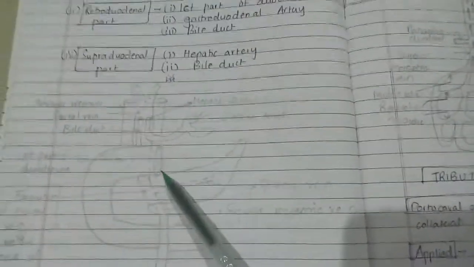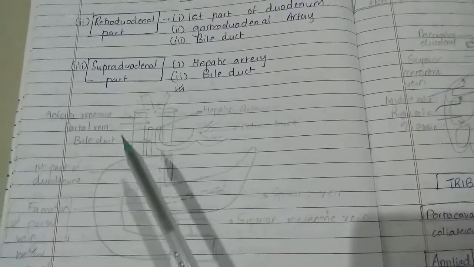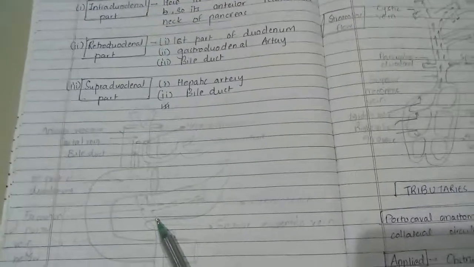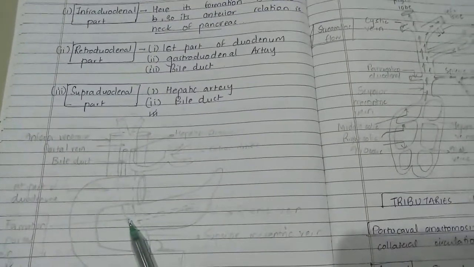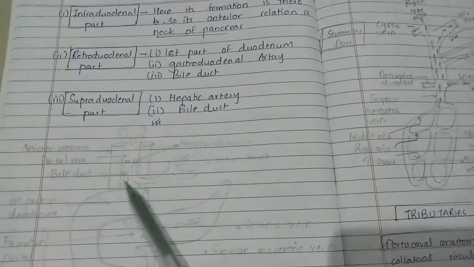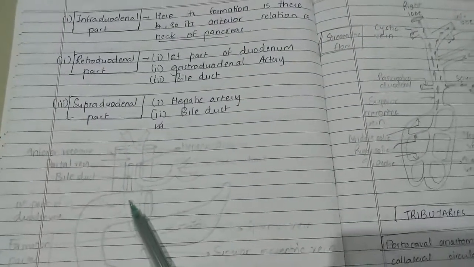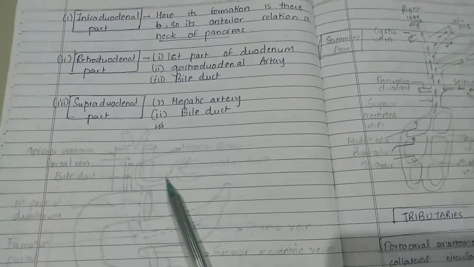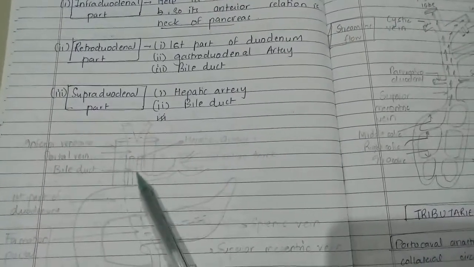So anterior relations in the supraduodenal part are bile duct and hepatic artery. Let's revise. For anterior relations we divide the vein into 3 parts: infraduodenal, retroduodenal, and supraduodenal. In the infraduodenal part, the anterior relation is the neck of pancreas. Okay, in the retroduodenal part, the anterior relations are first part of duodenum, the bile duct, and the gastroduodenal artery, which is a branch of common hepatic artery. In the supraduodenal part, the anterior relations are bile duct and hepatic artery.